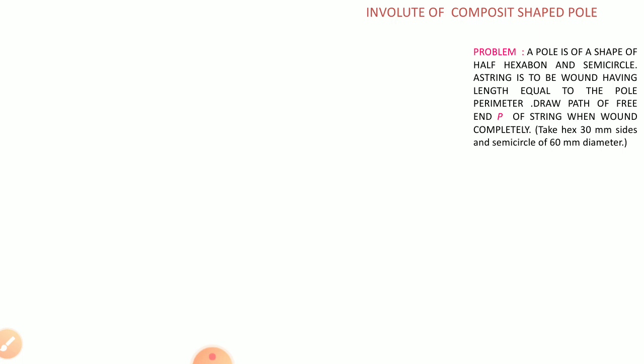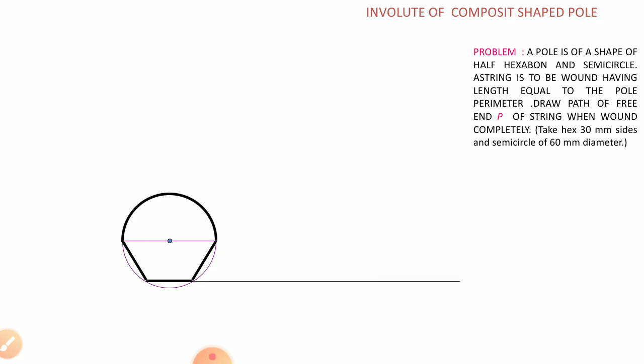Now the next problem, in this case we are going to study the compound shape. Here is the compound shape. It is partial, that means half of it is a semicircle and half is a hexagon. The data is mentioned here: a pole of a shape half hexagonal and semicircle. A string is to be wound having a length equal to the pole perimeter. Draw the path of the free end P of the string when wound completely. Take the hexagon side 30 mm and the semicircle 60 mm. That means the side of the hexagon is 30 mm and the diameter of the circle is 60 mm. So we can draw it with this data.